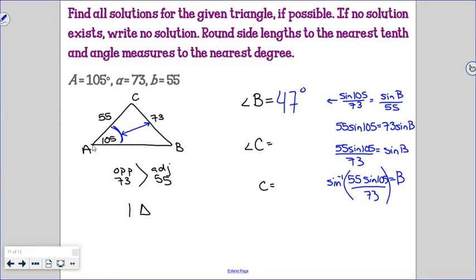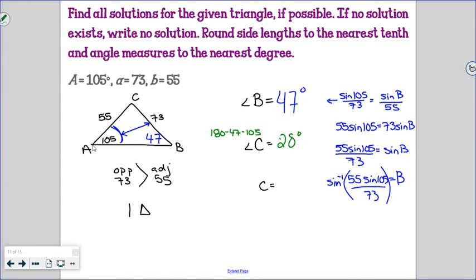So that just gave us this angle right here, right? 47 degrees across from our 55. And then we have to go back to, it's a triangle. So to find C, 180 minus the two angles we know, 47 and 105. Gavin, what's C? 180 minus 47 minus 105.